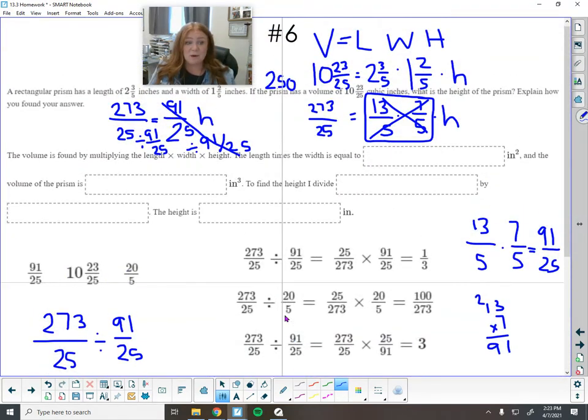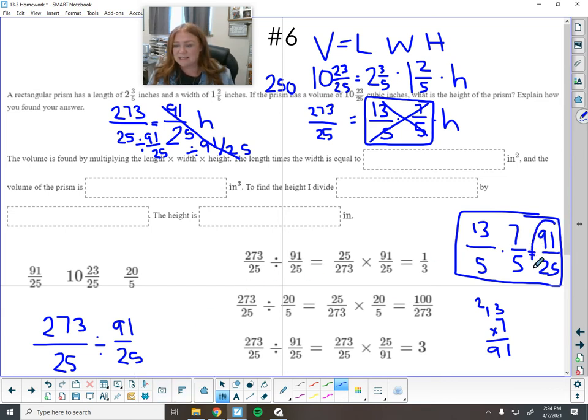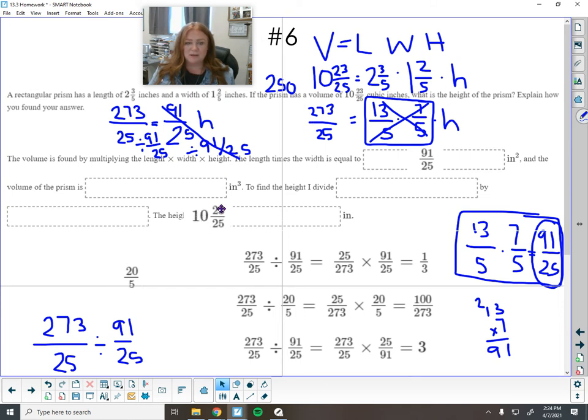So our explanation though, so they found the volume by multiplying length times width times height. So that's what we started with. The length times the width is equal to blank. So that's where we did this. We did length times width here. So let's see if we can find one that matches this here. So yes, it's equal to this. And the volume of the prism, we know, was the total here. They just have it as their mixed numbers still.